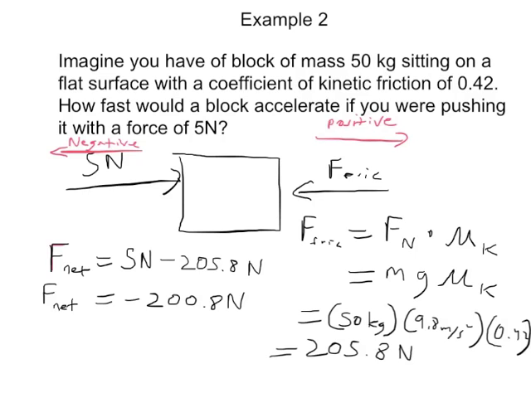Okay, so we know that the net force is equal to mass times acceleration. And that is equal to negative 200.8 newtons. Okay, we know what mass is, and we're looking for acceleration. So, acceleration equals negative 200.8 newtons over the mass.